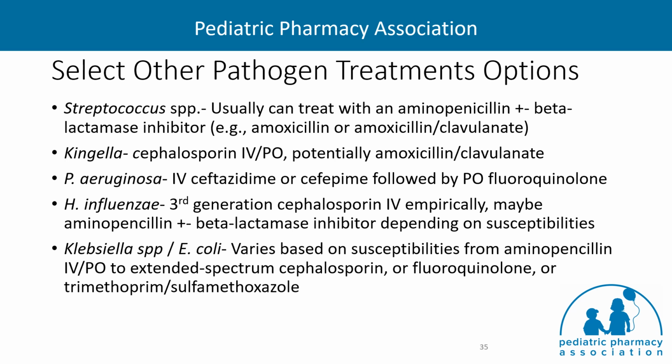Now, I've talked a lot about Staph aureus. Here's some information on some of the other possible pathogens. Strep, we may be able to even narrow more than targeting gram-positive agents to some sort of aminopenicillin. Kingella, typically you need some sort of cephalosporin. Pseudomonas is going to require either an IV cephalosporin or PO fluoroquinolone. H-flu, also maybe a cephalosporin, and Klebsiella is going to vary based on its susceptibilities. But these would be in those patients who have these types of infections.